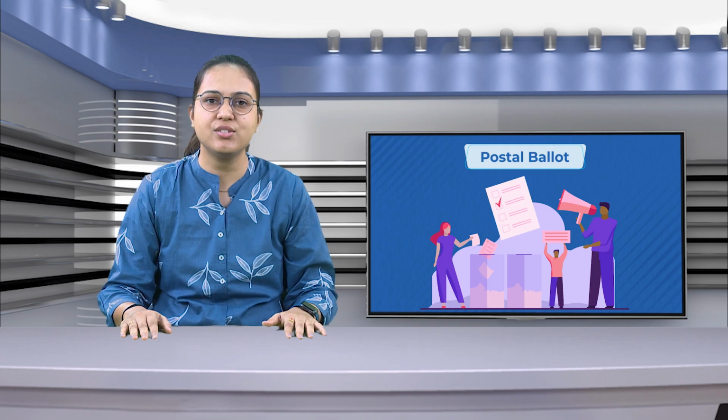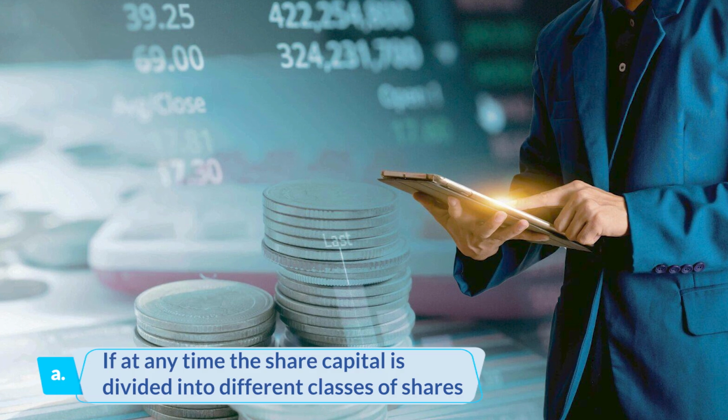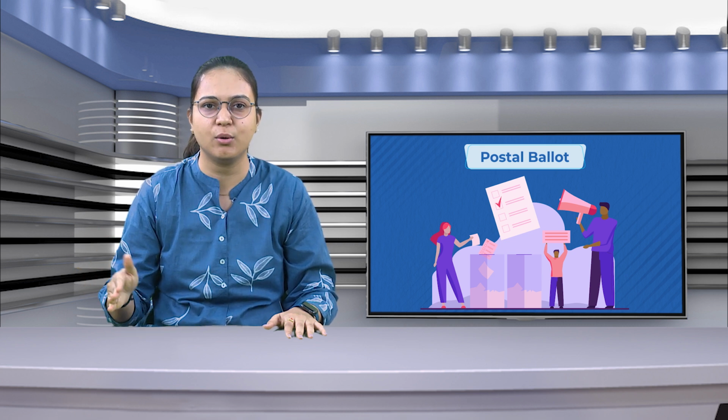Now we will discuss the procedure for class meetings. Regulation 6 of Table F of Schedule 1 of the Act provides as under. A. If at any time the share capital is divided into different classes of shares, the rights attached to any class, unless otherwise provided by the terms of issue of the shares of that class, may, subject to the provisions of section 48, and whether or not the company is being wound up, be varied with the consent in writing of the holders of 3/4 of the issued shares of that class, or with the sanction of a special resolution passed at a separate meeting of the holders of the shares of that class.